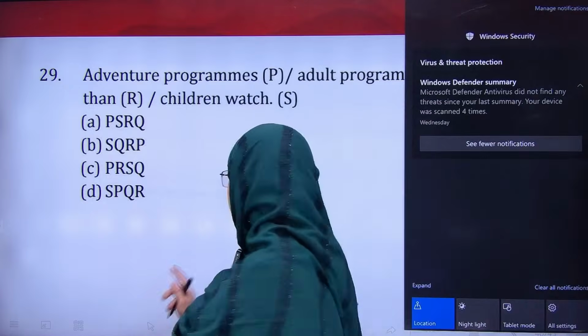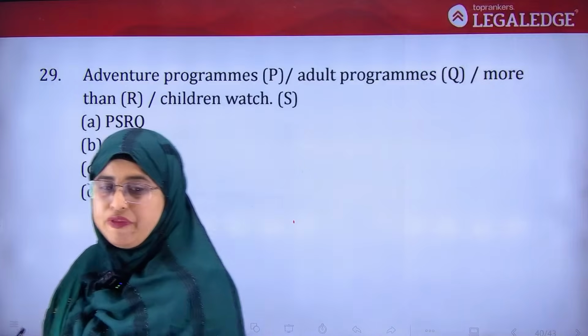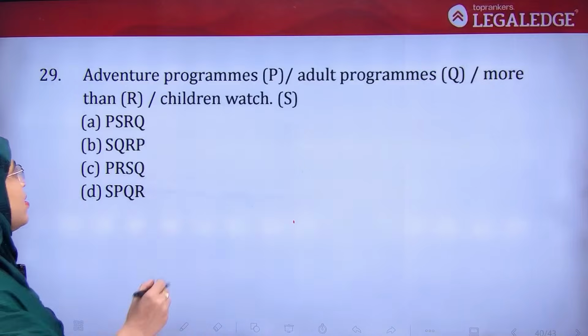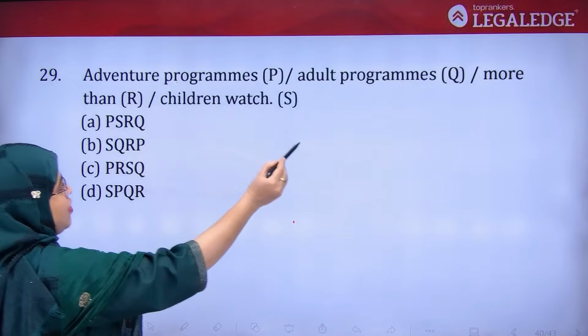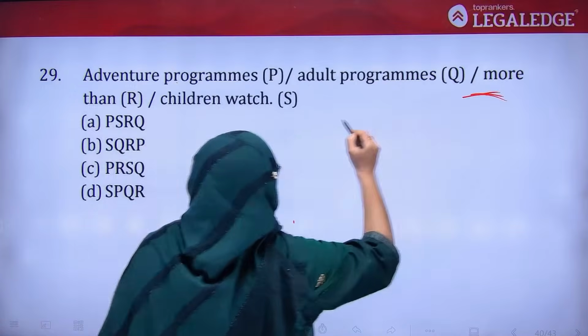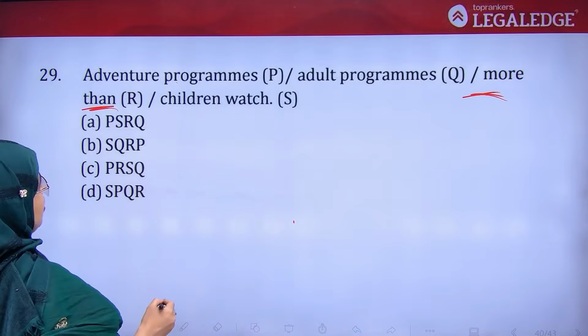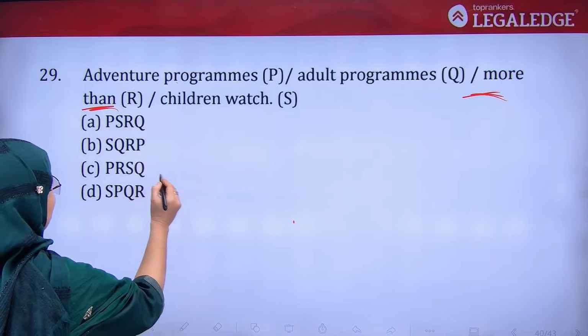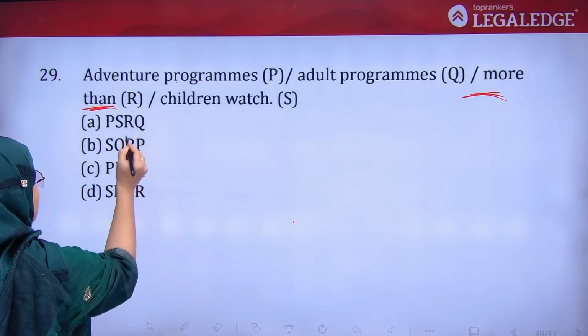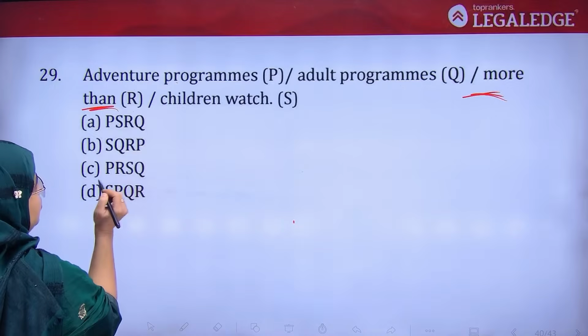Now this can be a little confusing question for the students, like adventure program, adult program. Actually, the point is the placement of more than. So the placement of more than should be the third part. That means R should be placed third. More than.